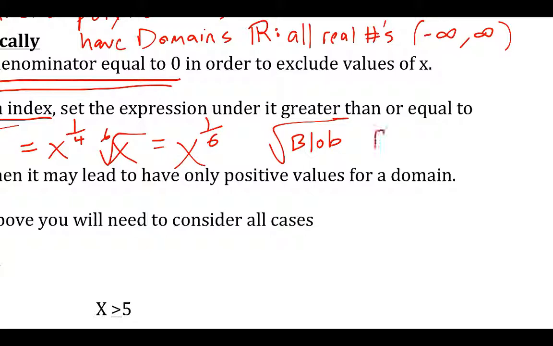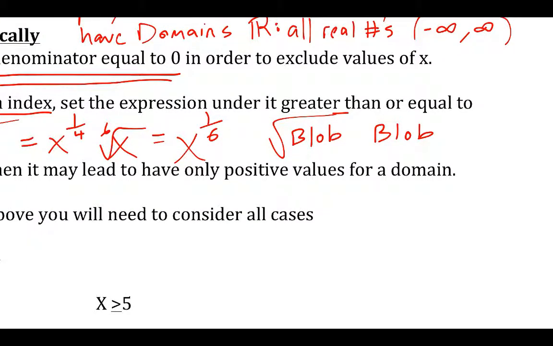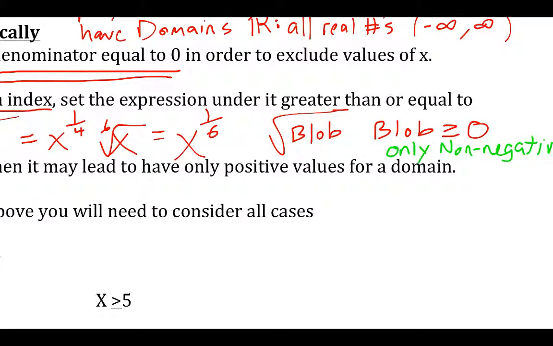This is the deal. My blob, whatever's in there, you can't take the square root of a negative when we're dealing with the real numbers. So what we'll do is just make sure whatever we put into that blob, the blob is greater than or equal to 0. This means no negatives, and we should put that in some kind of bold other color. Let's go, fluorescent green. This means only non-negatives. 0 works. So only non-negatives. That's what that is.